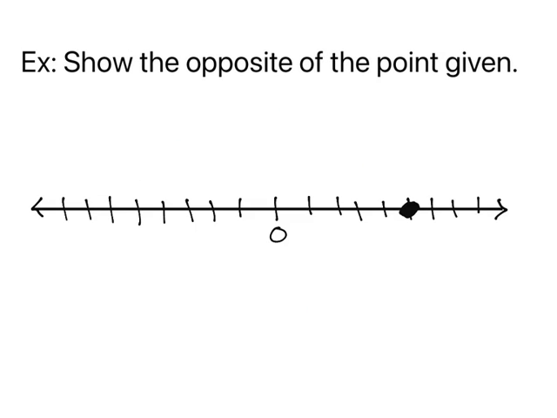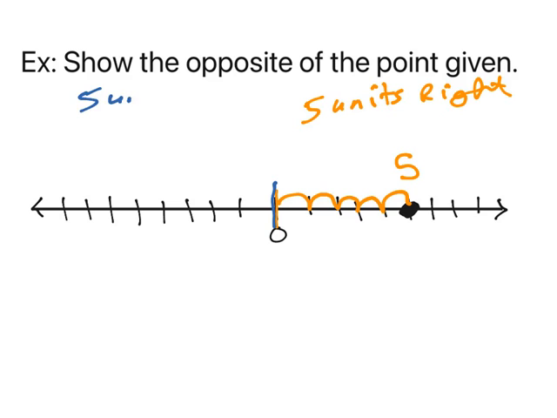Show the opposite of the point given. Okay, well, let's do the counting thing again. We start at 0. 1, 2, 3, 4, 5. So this point is 5, and we moved 5 units to the right. So to find the opposite, again, I start at 0, but I'm going to go 5 units to the left. So 1, 2, 3, 4, 5. And this is where the opposite point lies, and it would be at -5.